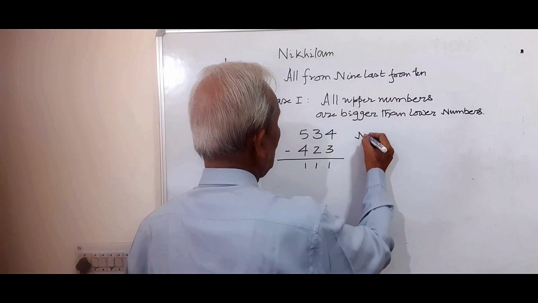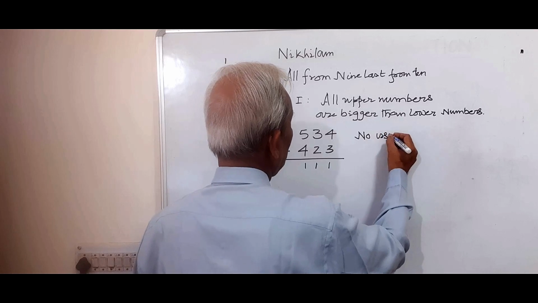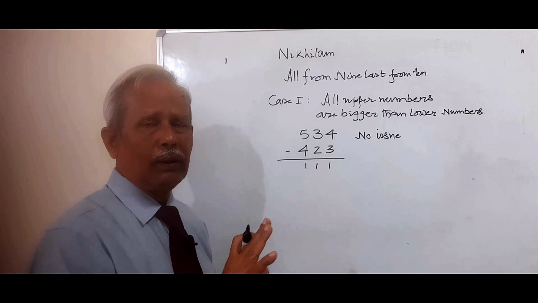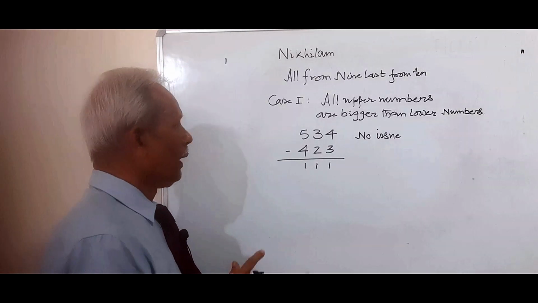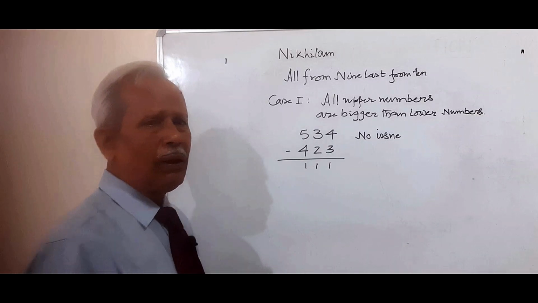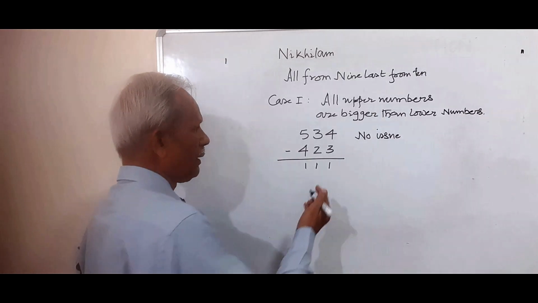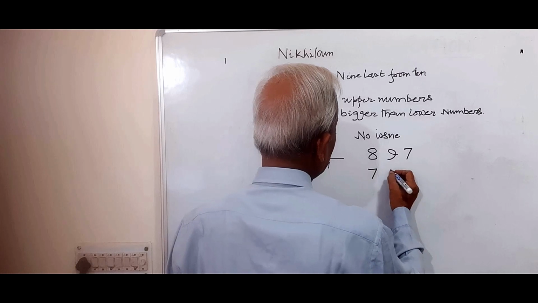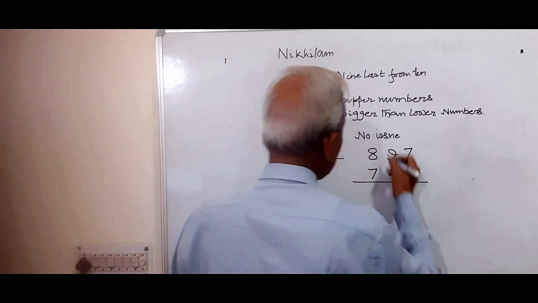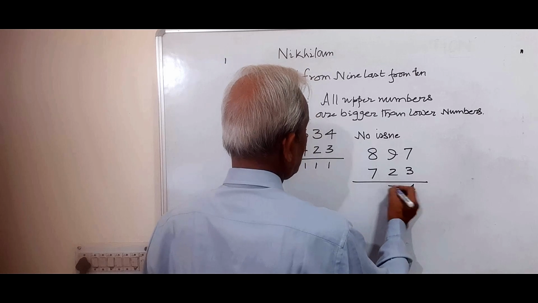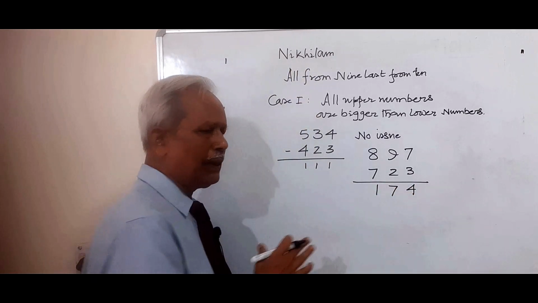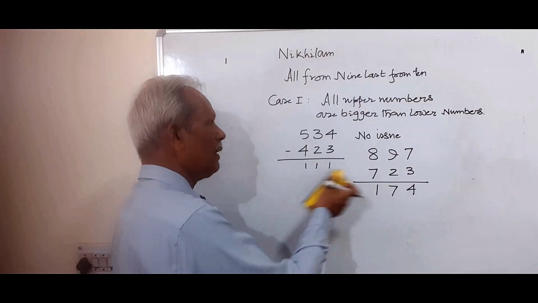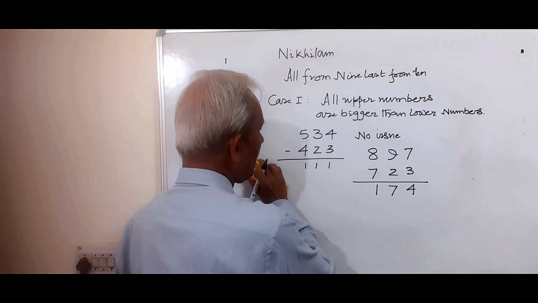Absolutely nothing is to be done. You have to simply do the subtraction, which is absolutely easy, no carry, nothing of that sort. Well, this is the first case, and for this you need not see another example. But I can give another example just for your understanding: 897 minus 723. Your upper numbers are bigger. 7 minus 3 is 4, 9 minus 2 is 7, 8 minus 7 is 1. So there is nothing to be done. This is the first type. If the subtraction is like this, you can do it quickly and easily.